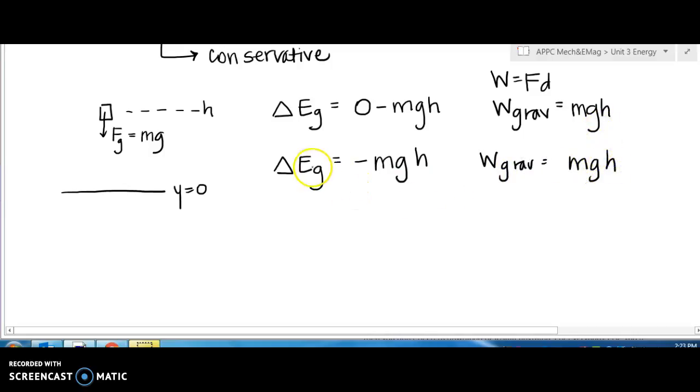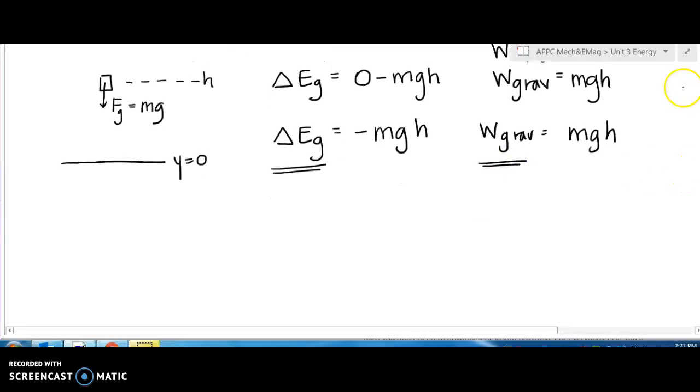What kind of relationship then could I write between the change in gravitational potential energy and the work done by the gravitational field? The magnitudes are equal. And why is it just the magnitudes that are equal? Because work doesn't have direction. So would work done by the gravitational field be equivalent to the negative change in gravitational potential energy?